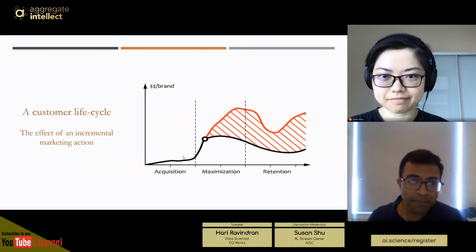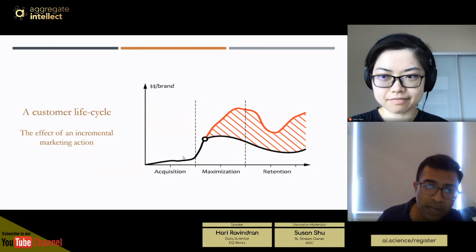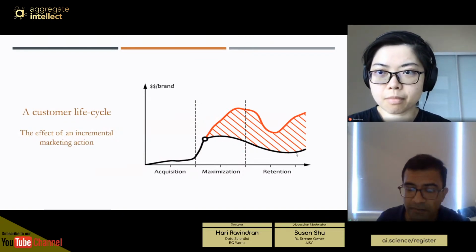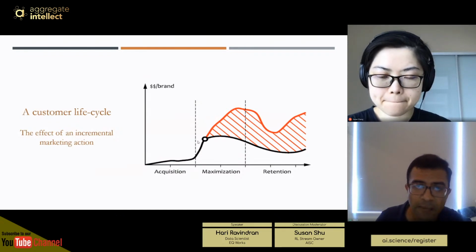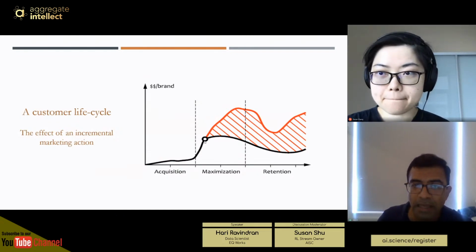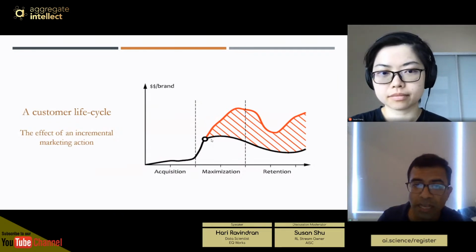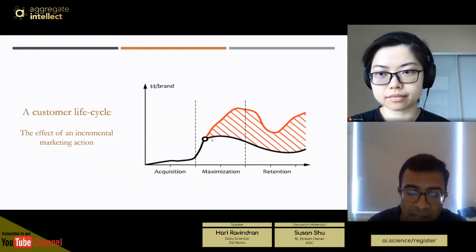So here is an example, and this is a very rough picture, of where an incremental marketing action can make a big difference outside of a short-term goal. The black line shows what would be a traditional or typical customer lifecycle journey. The customer is probably currently somewhere in the maximization phase, and this person would continue on and finally slowly fall into the retention phase. But here, owing to a timely and effective marketing action, you can increase the amount of dollars that can be obtained from the customer in the maximization or retention phase.